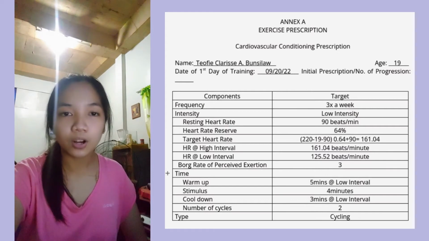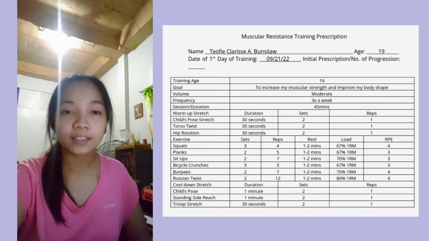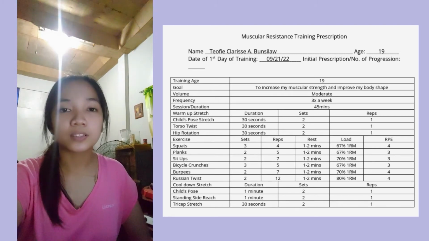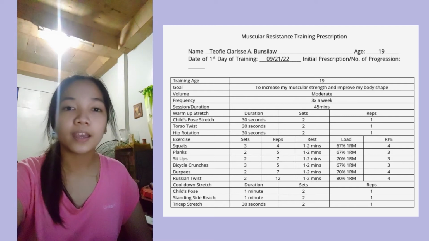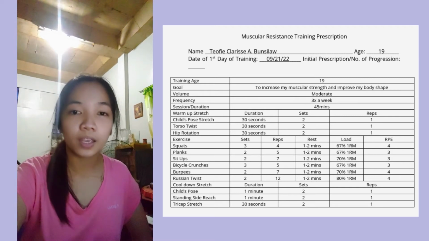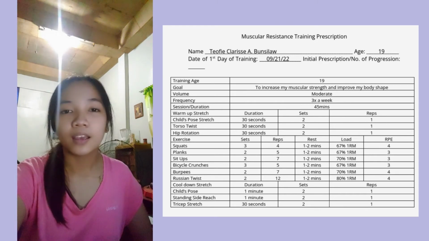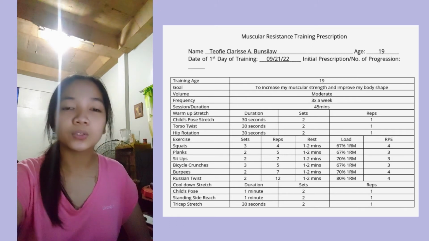And here is my second exercise prescription, which is my muscular resistance training prescription. You can see my age and the goal, which is to increase my muscular strength and improve my body shape. For the volume, I have chosen moderate intensity because that is all I could do for now. For the frequency, I am planning to do this 3 times a week with a duration of 45 minutes, including the warm-up and cool-down stretches.